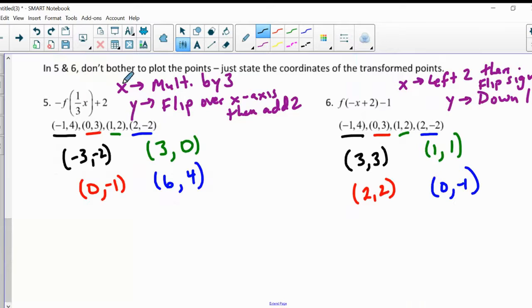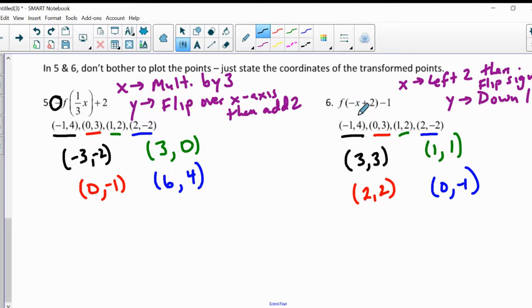So in 5 and 6, notice that with x, everything is getting multiplied by 3, or multiplied by the reciprocal of 1/3. And then y's are flipped over the x-axis, so you basically multiply them by -1. That's what this comes from. And then we add 2. The order does matter in this one. You have to flip first, or flip the sign, and then add 2. So that's what happens. Black point gets moved to black point, red point to red point, and so on.